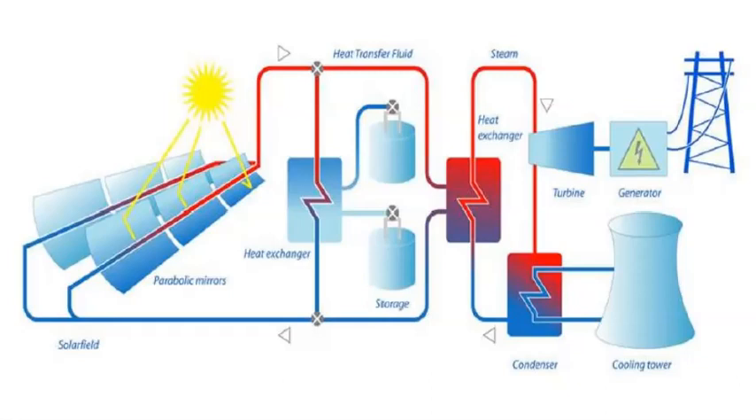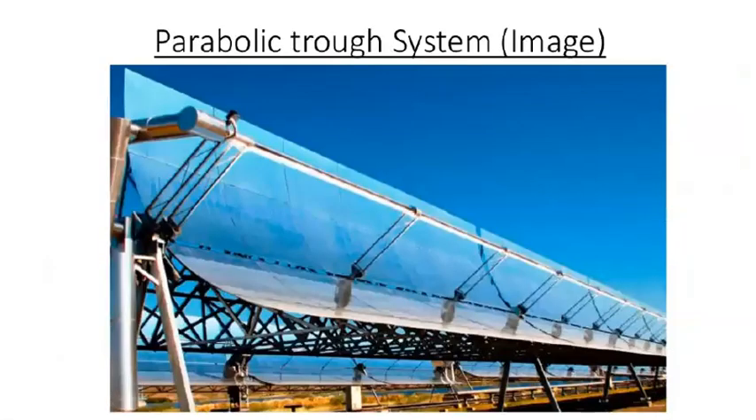Central receiver systems such as solar thermal power plants can reach higher temperatures and therefore achieve higher efficiencies. So the next one is the parabolic trough system.